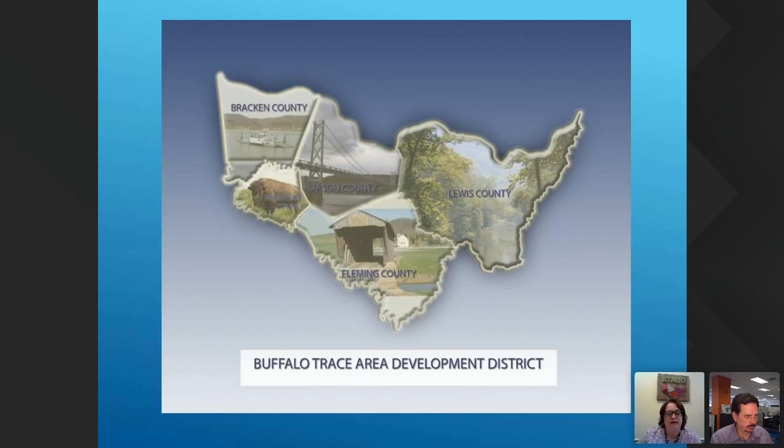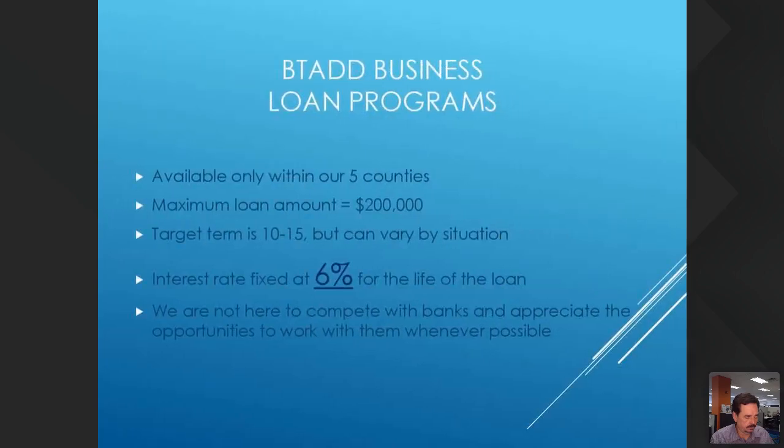So I'm going to dive in a little bit just about our programs. They're a little bit different across the state with each loan plan that has been approved by the Economic Development Administration as well as USDA Rural Development based on the funding that has come along. So clicking through here, just within our 5 counties, we do have loans that we make, and our maximum goes up to $200,000. Terms can be anywhere from 5, 10, 15.